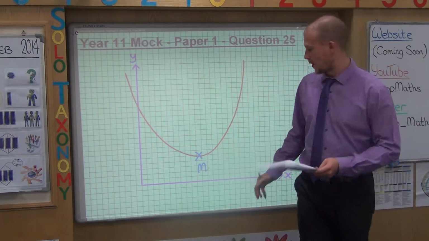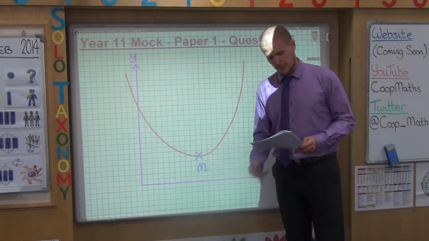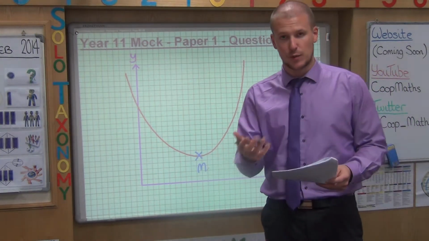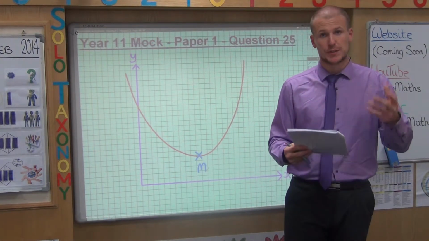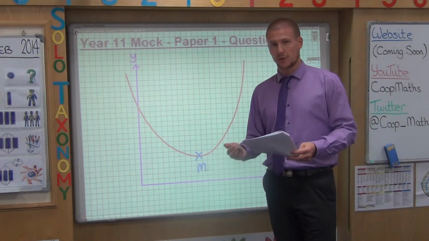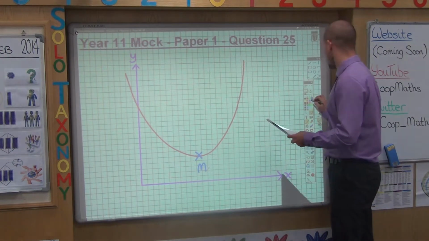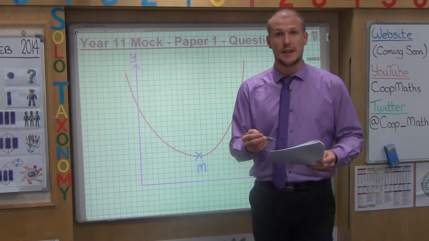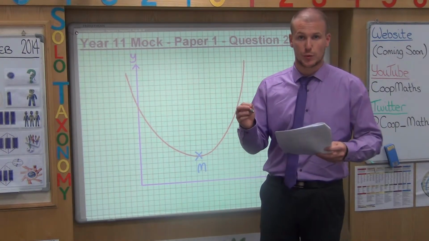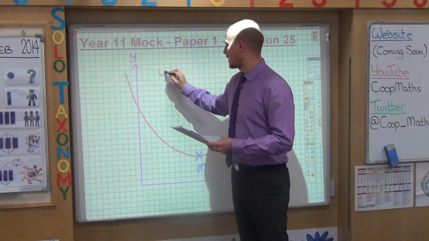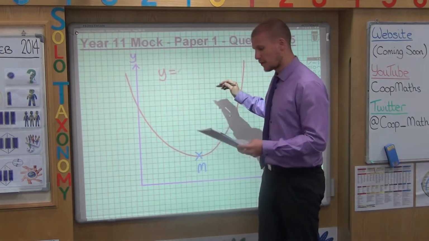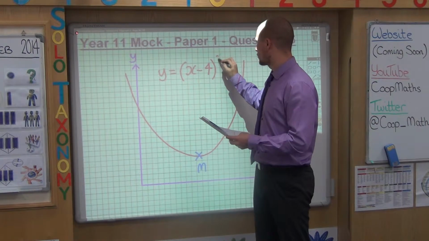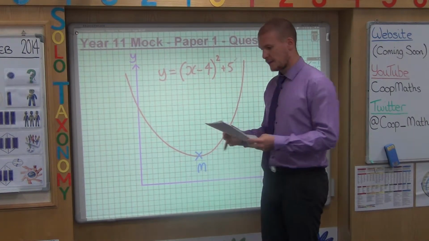The minimum point of the curve is M, which they've labelled in the picture. Write down the coordinates of M. Now, going back to part A, which you did, completing the square, you get this value for A is 4 and this B is 5. And if I plug them back into the form x take away A all squared plus B, that means I can write the equation of this graph in the form x minus 4 all squared plus 5.